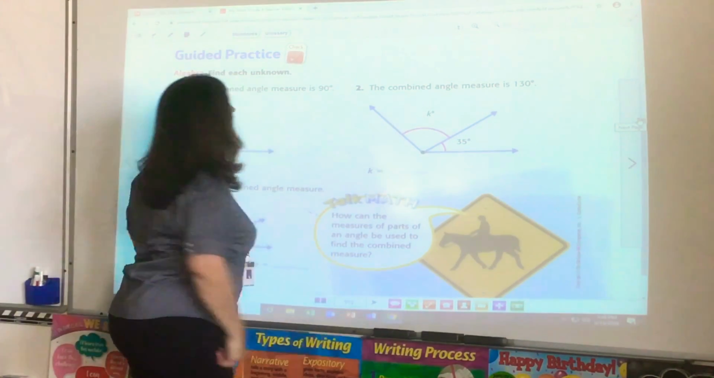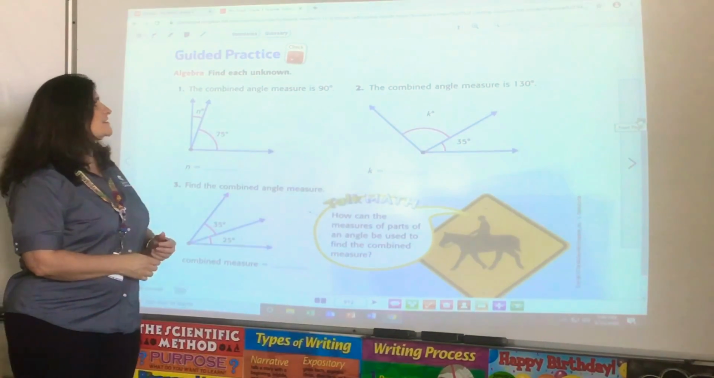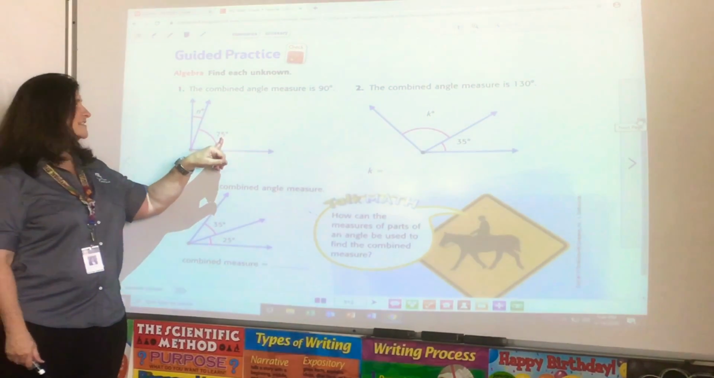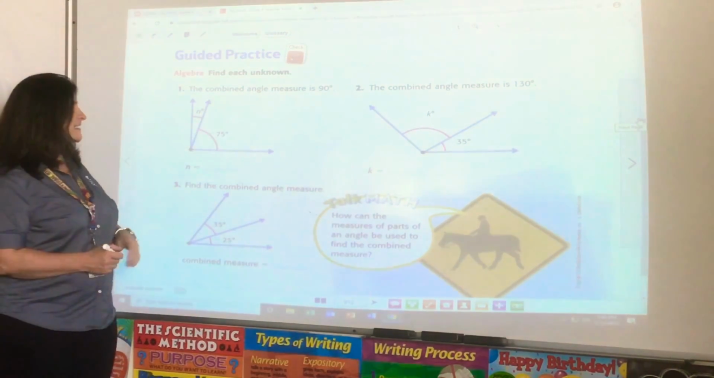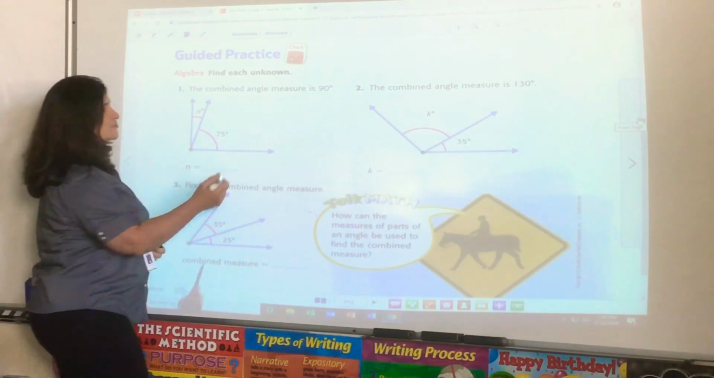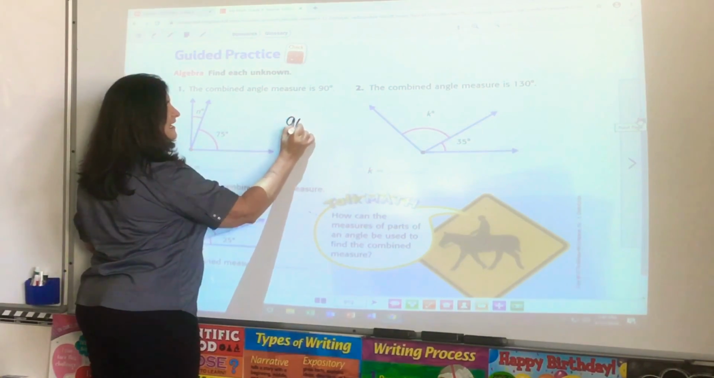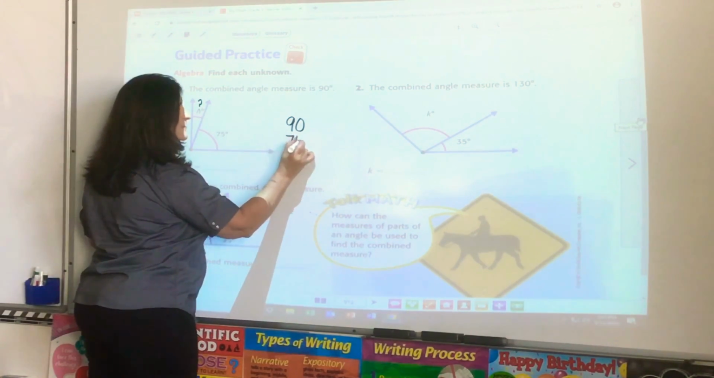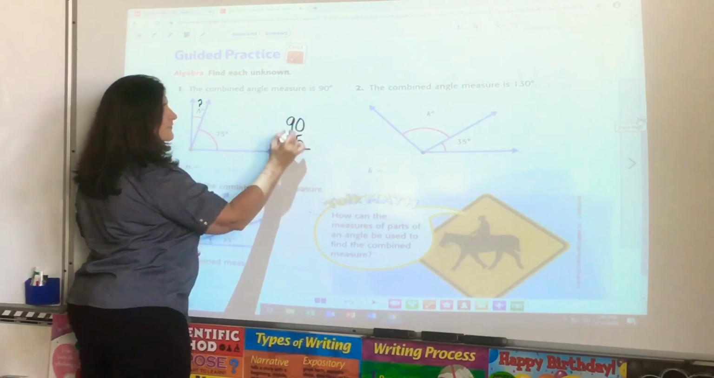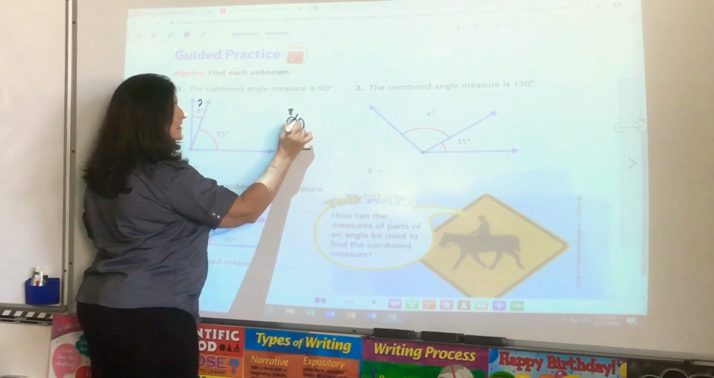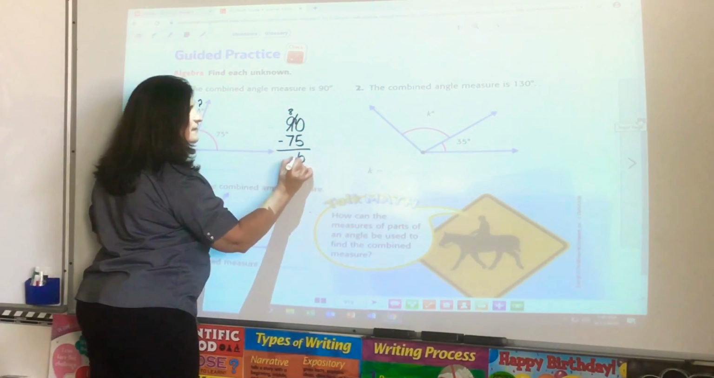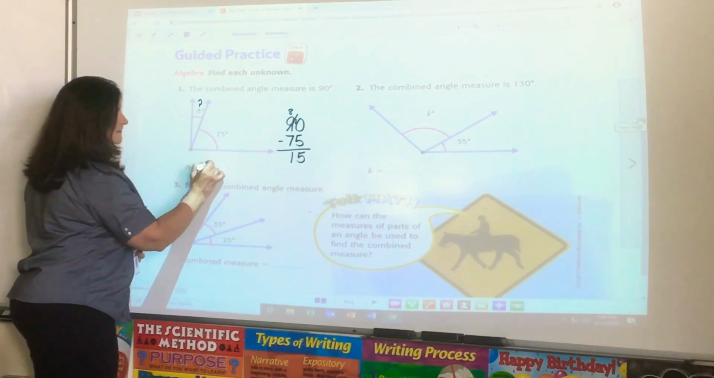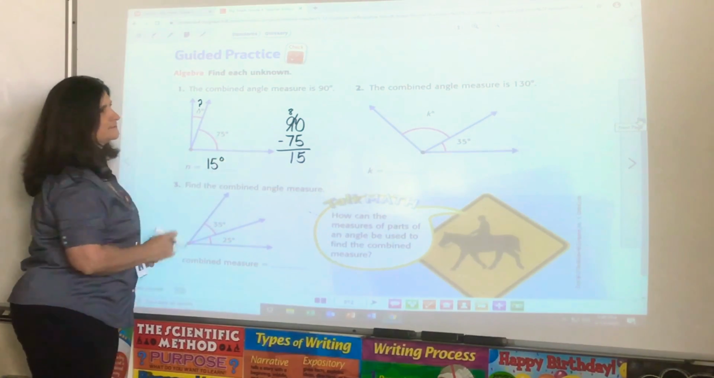Okay, the combined angle measure is 90 degrees. They're already telling us it's already 90 degrees. So if they've given us this is 75, we know the combination is 90, what we're going to do is create a subtraction problem. So if the combined is 90, they've given us this, what we want to find out is N, so 90 minus 75. Okay, this is where we need to regroup. 10 minus 5 is 5. 8 minus 7, 1. So N is 15 degrees.